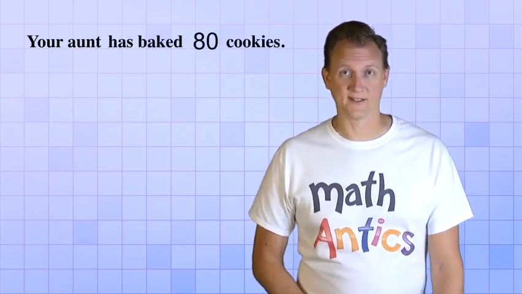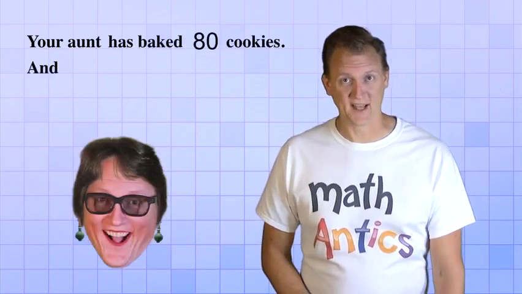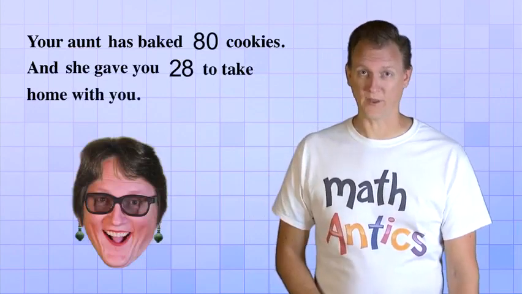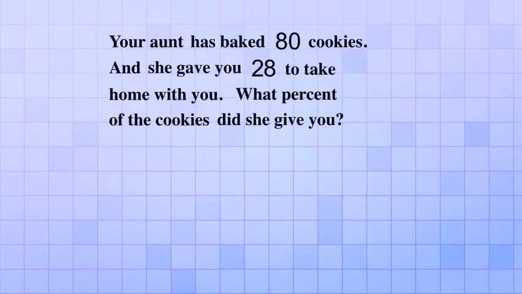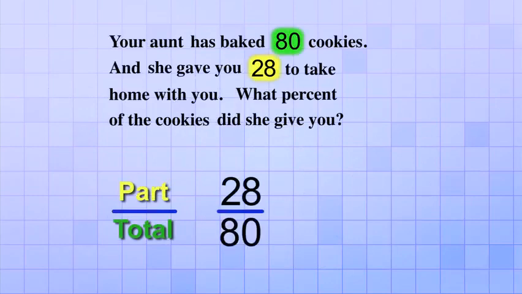To see this way in action, let's try this word problem. Your aunt has baked 80 cookies, and because she's a very nice aunt, she gave you 28 to take home with you. What percent of the cookies did she give you? Okay, so we know that the total is 80, and that the part we got was 28. That means that our fraction will be 28 over 80.